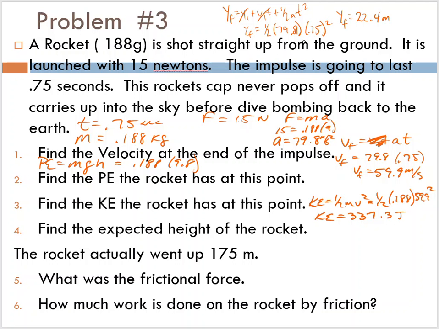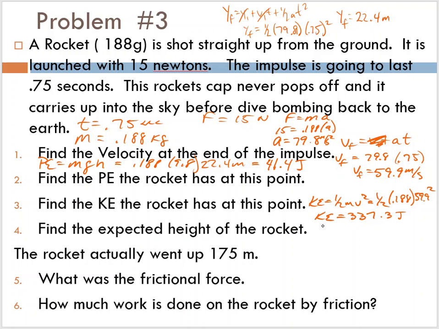So running out of time here a little bit. Yf is 22.4 meters. So I have mass, gravity, and height. And we find out when we multiply that, the potential energy is 41.4 joules. Find the expected height of the rocket.